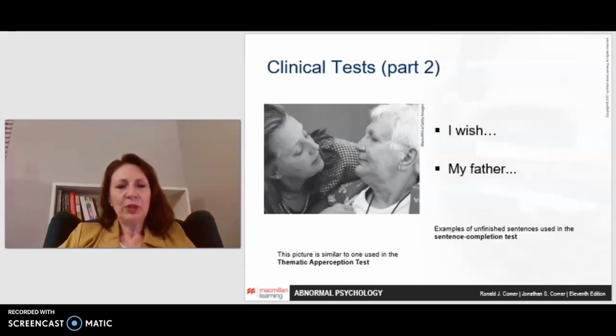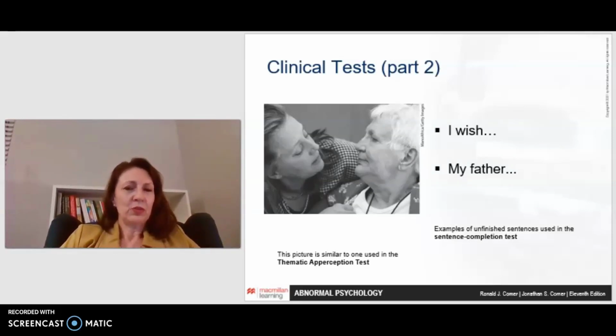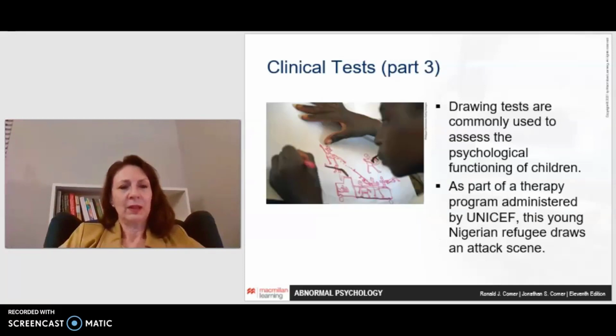This picture is similar to one used in the thematic apperception test, and in this test, people are asked to tell a story that has a beginning, middle, and end, and their responses are analyzed because we tell our own stories, and so there's some psychological information that we can glean when we know what people are going to respond to different scenarios like this. We can give sentence projection tests or completion tests as well that start with stems like "I wish" or "my father," and they fill in the blank, and that also tells us some of the content of their thoughts.